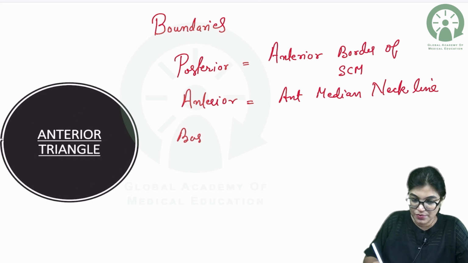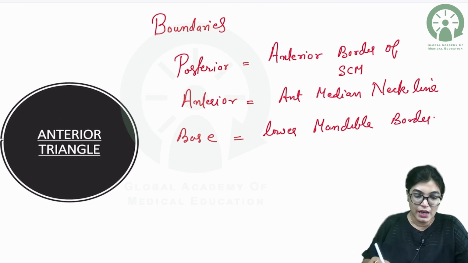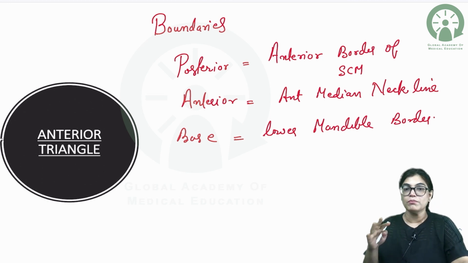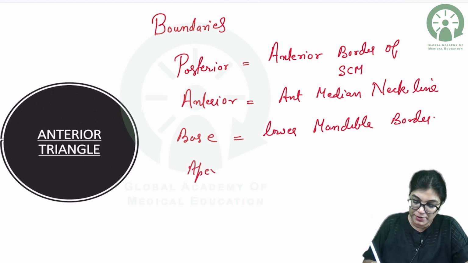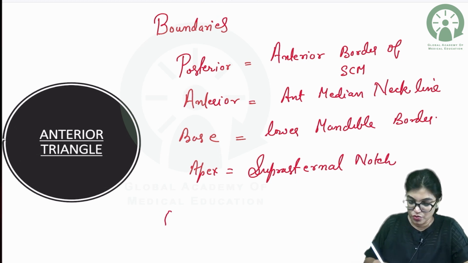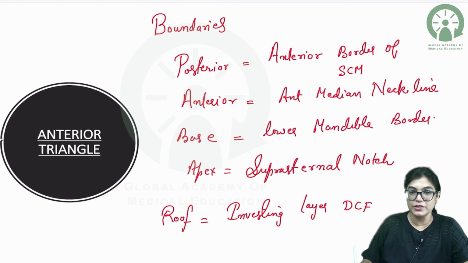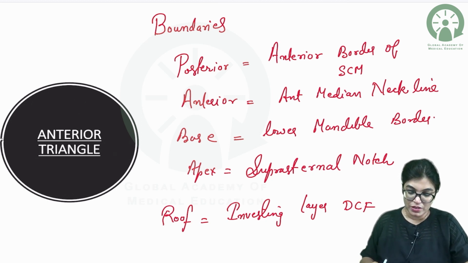Now, the base is formed by the lower border of the mandible, that is the line extending from the angle of the mandible to the mastoid process. The apex is formed by the suprasternal notch, and the roof is formed by the investing layer of deep cervical fascia. Done. So this is about the boundaries of the anterior triangle.